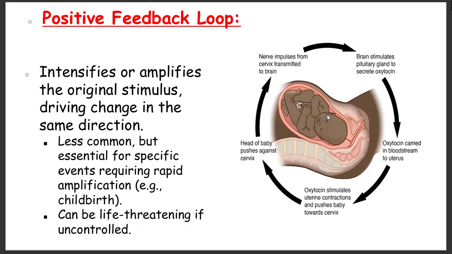And mostly it's just the stretching of the birth canal that needs to be worked on by the positive feedback loop. When it starts stretching, the body is going to employ mechanisms that are going to stretch the birth canal even more, so that the mother is able to give birth properly, and the body goes back to normal. So this one is less common but essential for specific events that require rapid amplification, e.g., childbirth. And mostly you're going to find that these can actually be life threatening if they are not controlled.